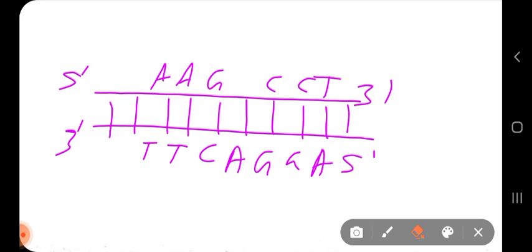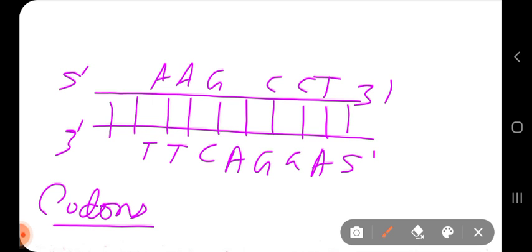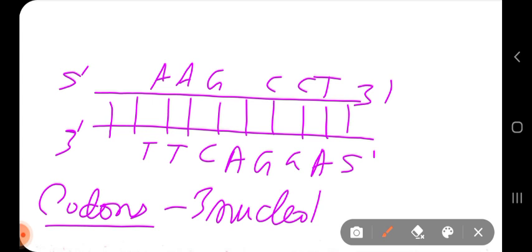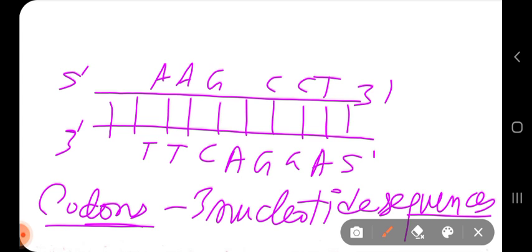And remember, I have said about the codon function, that codons code for the amino acid, and codons represent three nucleotides. So a three-nucleotide sequence makes one codon, and each codon will code for a particular amino acid. Like AAG, it will code for a particular amino acid. Then there was T here, and TCC will represent another amino acid, and so on.